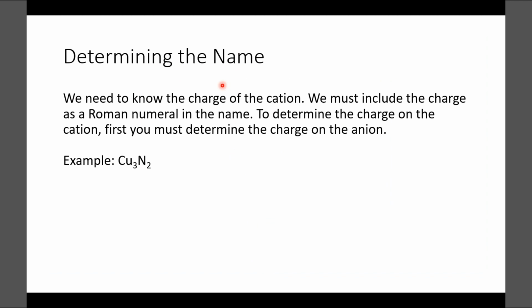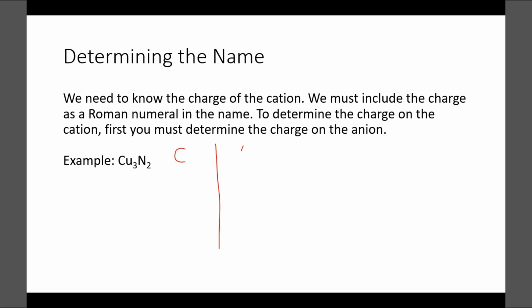So how can we determine the name of a chemical formula that has a multivalent metal? Well, we need to know the charge of the cation because we need to include it as a Roman numeral in the name. So there are 2 ways to determine the charge on the cation. The Lewis dot diagrams and the cation anion chart. So I'll show both of these ways and you can pick the way that you like more. So first we need to determine the charge on the anion. So I'll start with the cation anion chart.